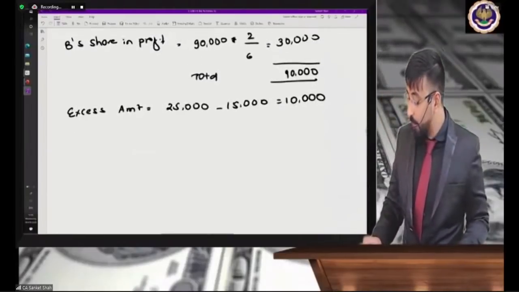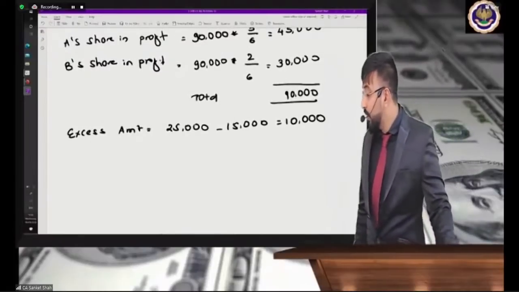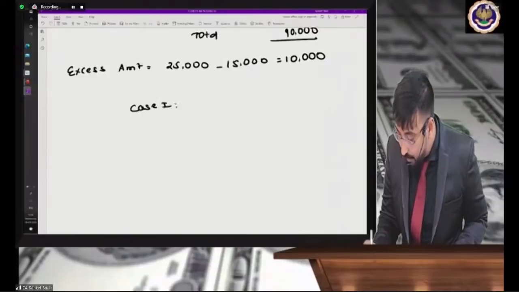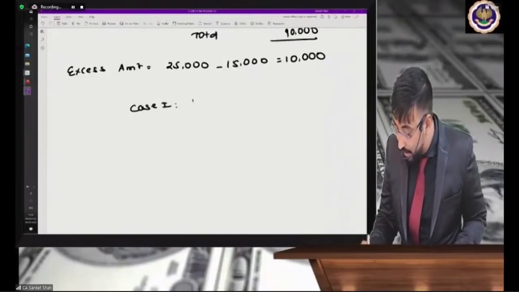So how much is the excess profit, beta? Excess amount 10,000. Chalo. Now tell me what is case 1. Now 10,000. Who is going to bear that 10,000?